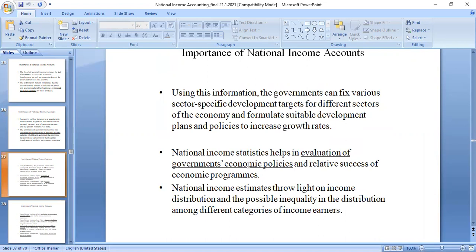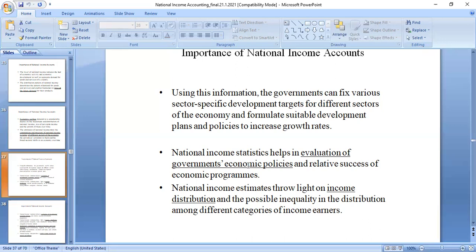Like we've already seen, if the government, for example, was investing maybe in the agricultural sector, and after the national income accounts have been taken, it realizes that the agricultural sector is not performing well, then it will know that the agricultural sector is not a successful venture to invest in. And of course, it will invest in the sector that is successful, as guided by the national income accounts.